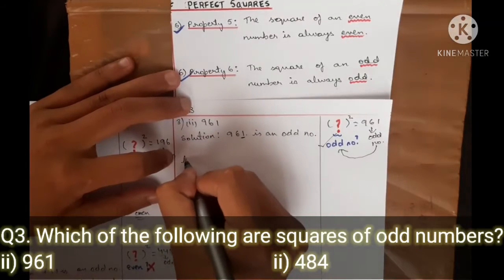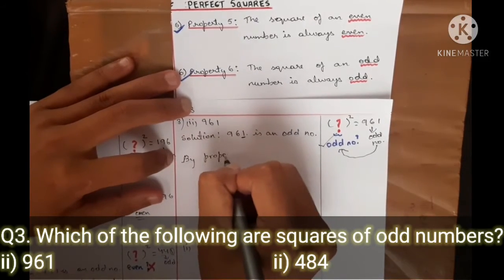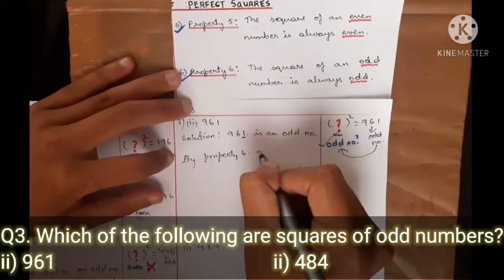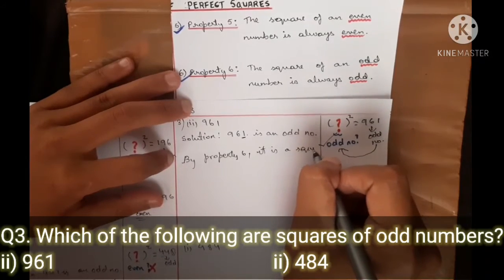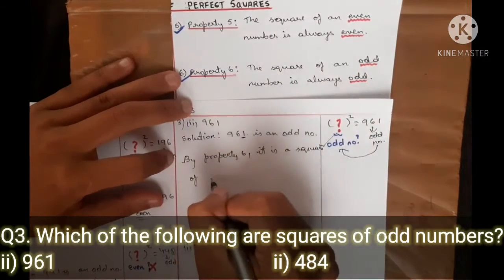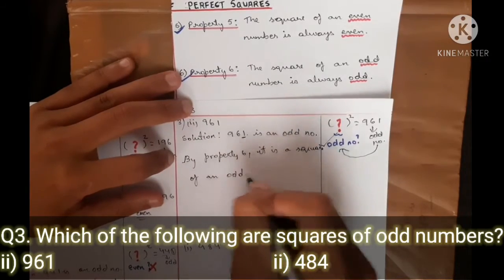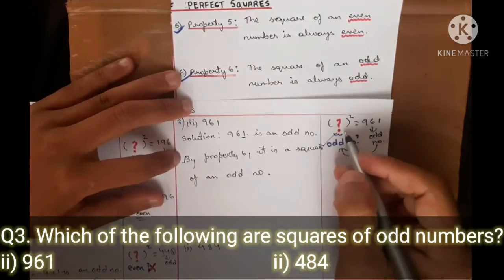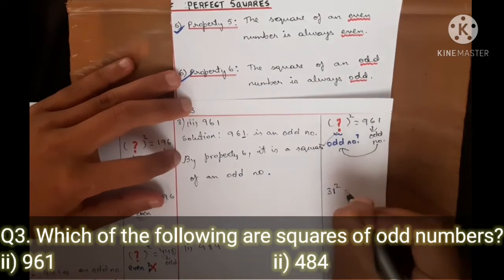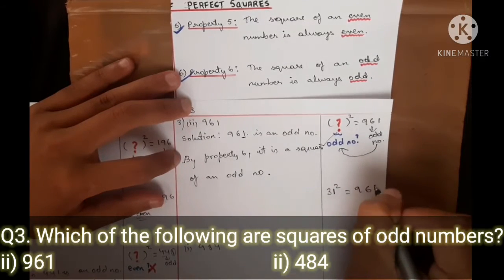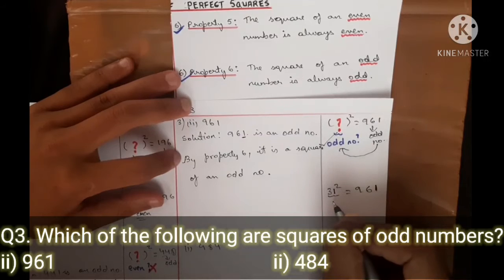So therefore, by property 6, it is a square of an odd number. Can you tell me what number when you square it you get 961? It is 31. 31 square gives 961. You see here, 31 is an odd number. It ends in 1, and 1 is always an odd number. So 31 is an odd number. Hence, this is proof.